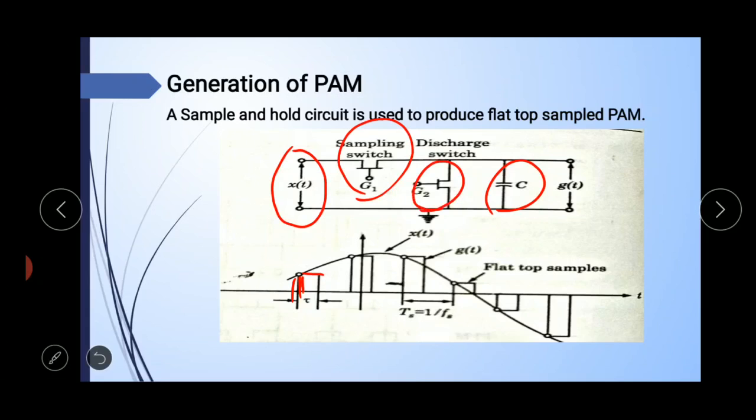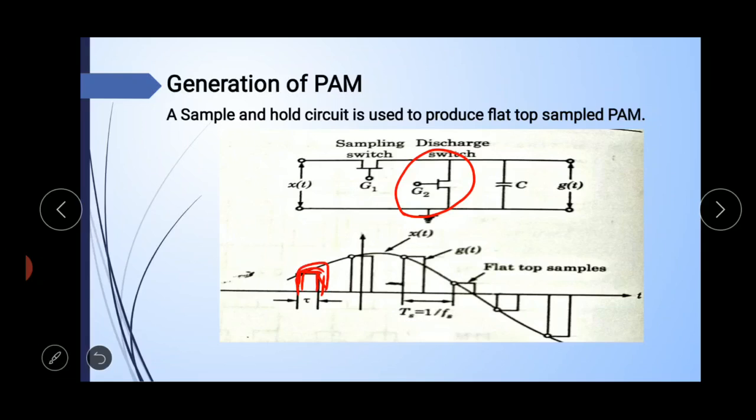Until the discharge switch is closed. So when another pulse is applied to this G1, at that time the discharge switch is closed, and the charge held by this capacitor is again discharged to 0. So in this way the pulse is complete.